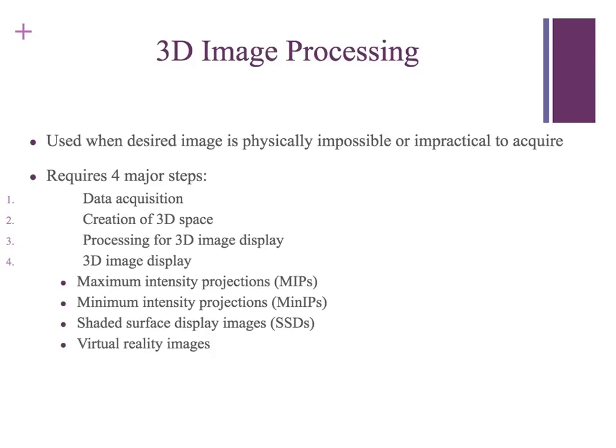The general framework for 3D imaging requires 4 major steps. The first one is data acquisition. Second is the creation of 3D space. Third, processing for 3D image display. And fourth, 3D image display. Images can be displayed as projection images, such as maximum intensity projections, or MIPs, minimum intensity projections, or MINIPs, shaded surface display images, or SSDs, and virtual reality images.